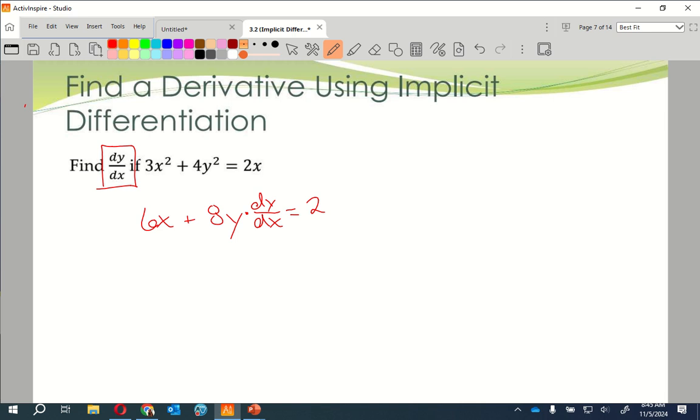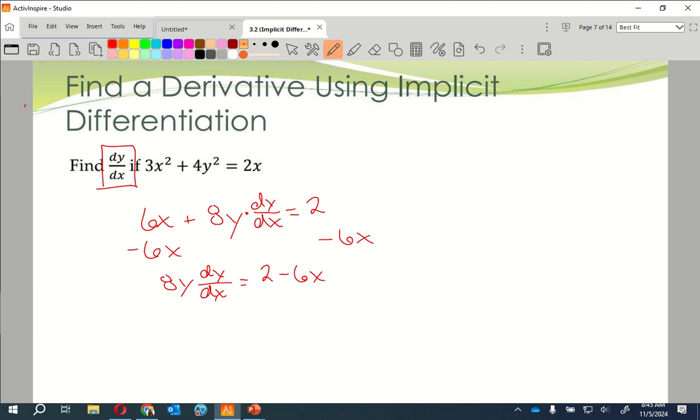And now for the next part, it's algebra. I just want to get the dy/dx by itself, because that's basically my y prime that's saying, hey, the derivative is all this. So I'm going to go ahead and take that one, and I'm going to move everything else to the right hand side. So subtract 6x. So I get 8y dy/dx equals 2 minus 6x.